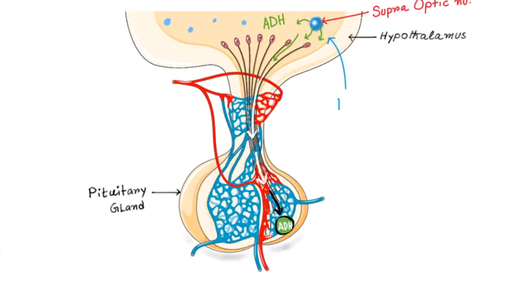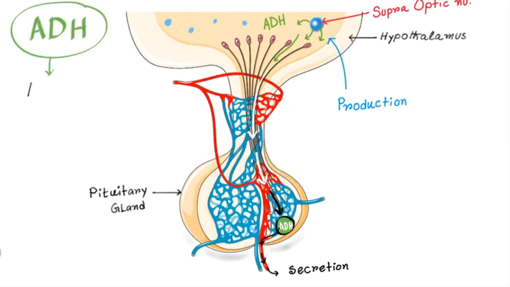Here I would like to mention an important concept: ADH is synthesized in the hypothalamus and secreted from the posterior pituitary. So the posterior pituitary doesn't produce ADH. It is just like a storehouse from where ADH is secreted into the general circulation.